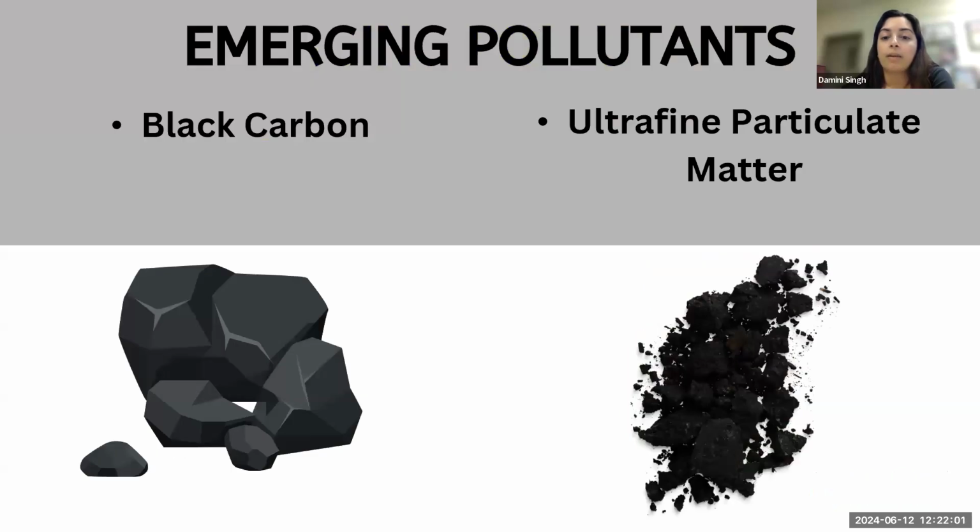So now we're going to look at some emerging pollutants, which again are chemicals that have been recently identified as dangerous to the environment or to human health. Black carbon is a black material that is emitted from gas or diesel engines, also from coal power plants and other sources that burn fossil fuels. And ultrafine particulate matter is matter which is even smaller than the PM 2.5 we were talking about earlier. These fine particles are even more damaging as they can enter our lung tissue or our bloodstream and cause health effects.